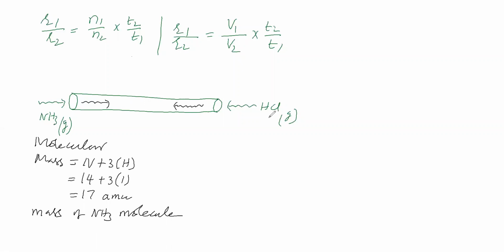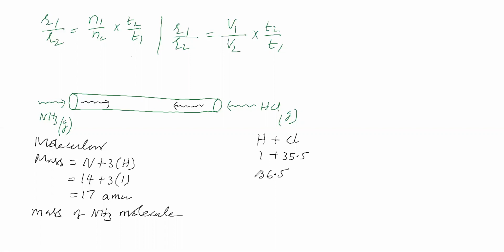Now for HCl, for molecular mass we take the atomic mass of hydrogen, 1, and add the atomic mass of chlorine, 35.5. So molecular mass is 36.5. Therefore the mass of an HCl molecule is 36.5 AMU.